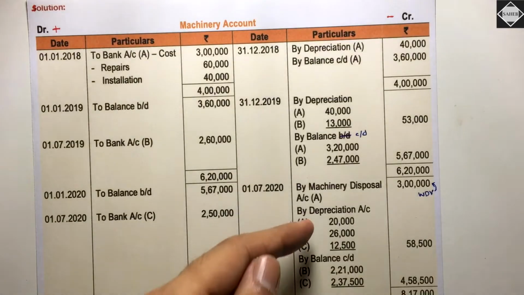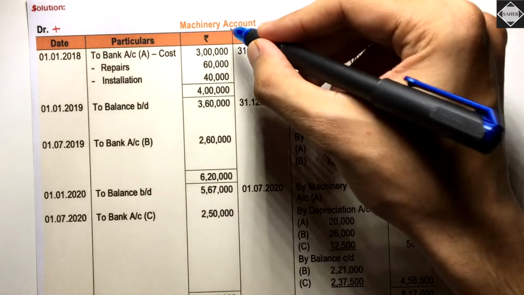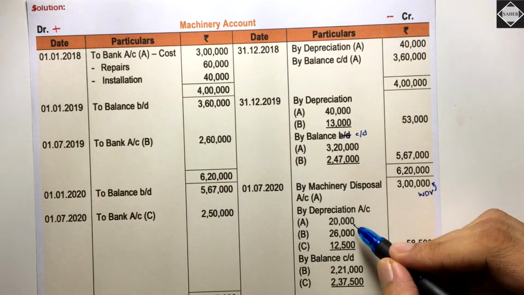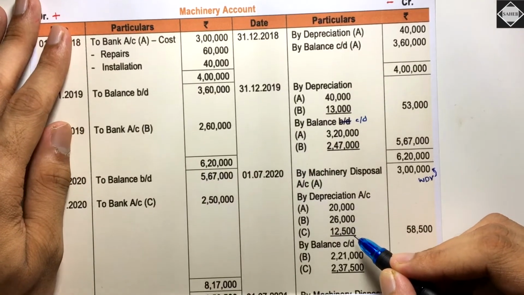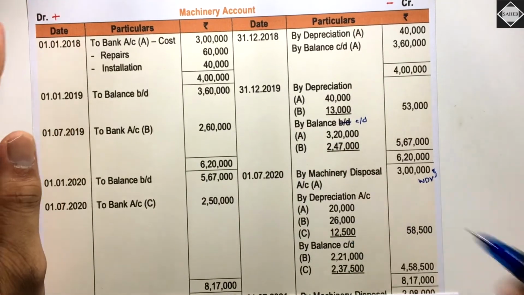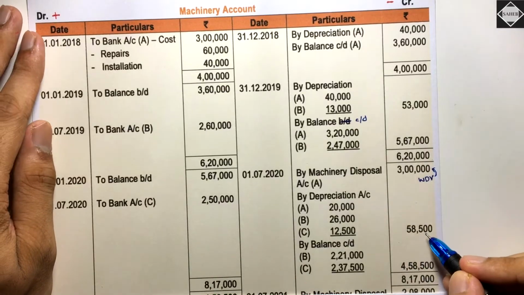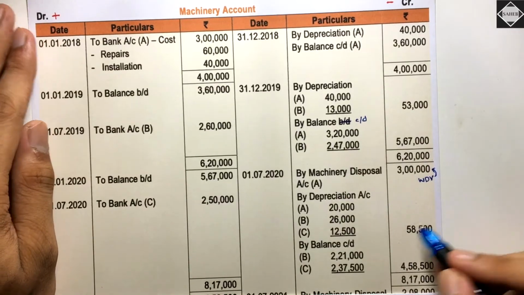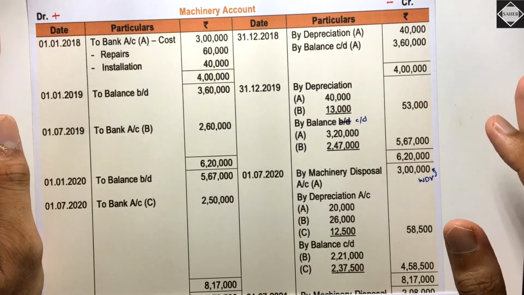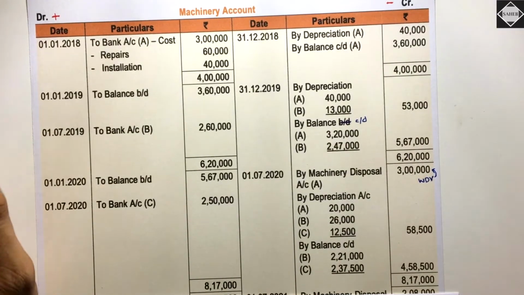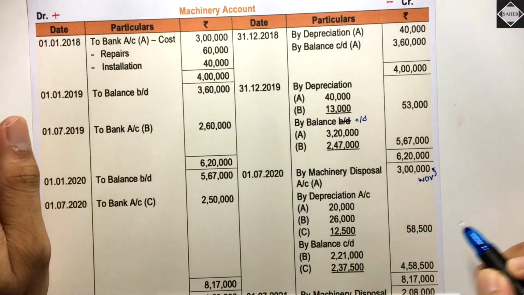So all those depreciation will come over here as usual. You all know machinery account is decreasing because of depreciation: 20,000 on machine A, 26,000 on machine B, and 12,500 on machine C. Clear? In total that's equal to 58,500. All the figures are coming from the working note. Clear? And you have to do the working note, otherwise you will lose the marks. Okay, fine.